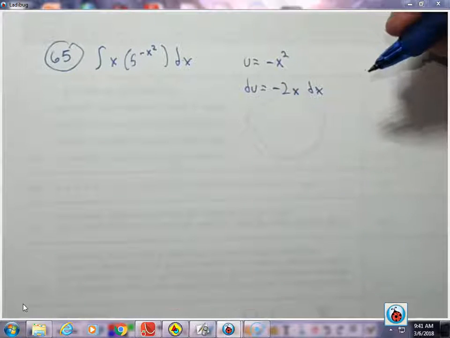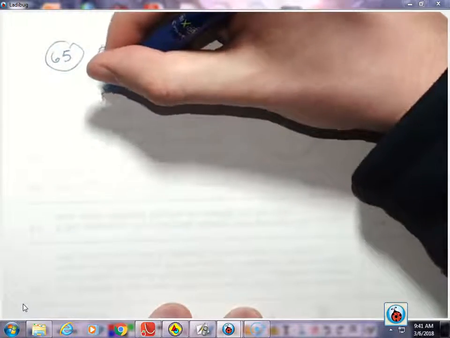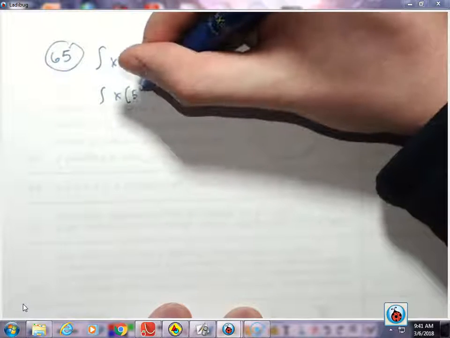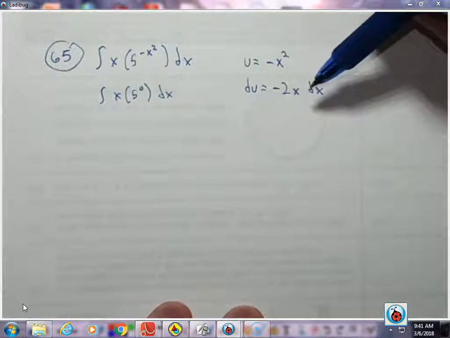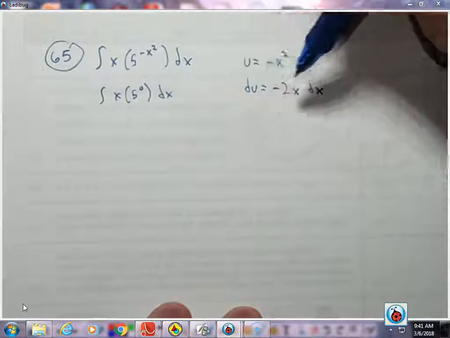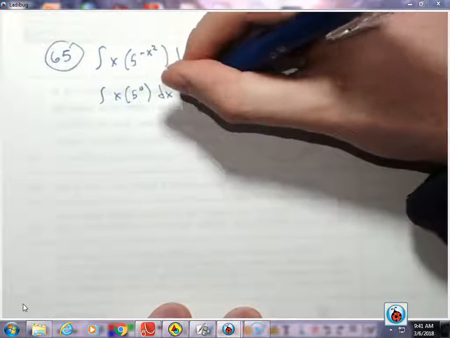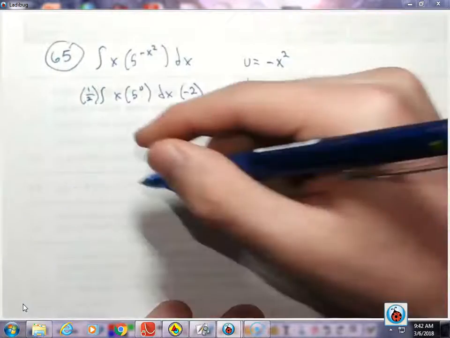So what you're going to do now is you have your u right there, so you can go ahead and write x times 5 to the u dx, and so since du is only negative 2x dx, the only thing you're missing over here is the negative 2, so you're going to slap a negative 2 right there, and a 1/2 over here to counter that. Oh, that's true, it is a negative 1/2.